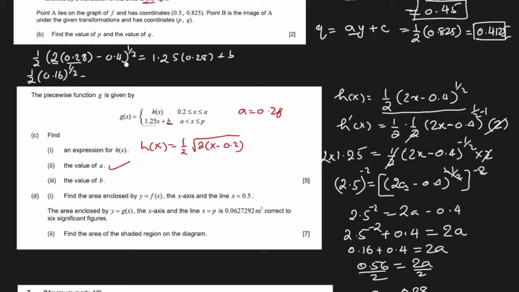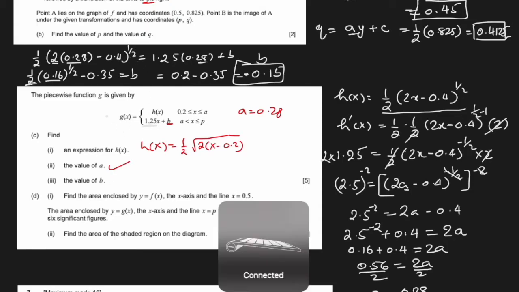And let's bring this also here. 1.25 times 0.28 equal to B. And simply we can find the square root of 0.16 will be 0.4, divided by 2 is 0.2. So 0.2 minus 0.35 equal to 0.15. This is the value of B. Got it. What else are they asking?